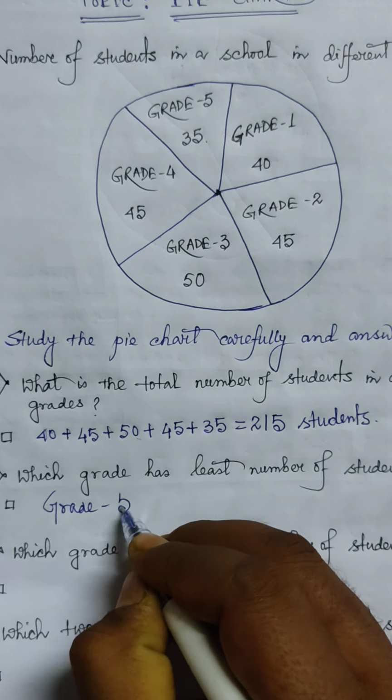Next, number 4, which two grades have equal number of students? So we can see grade 2 and grade 4 have equal number of students, which is 45. So which two grades have equal number of students? Grade 2 and grade 4.